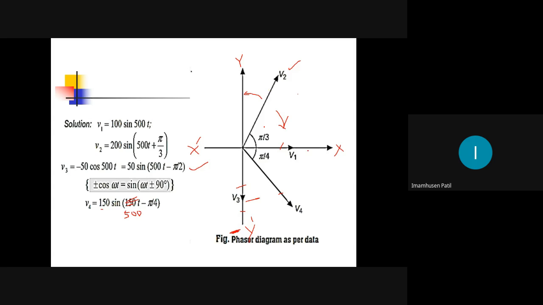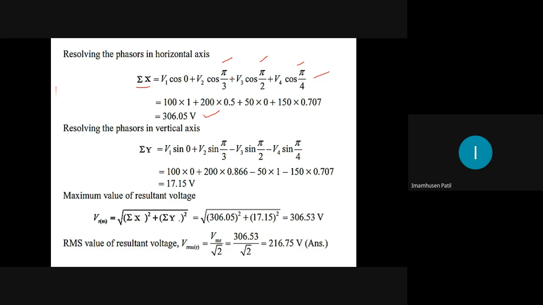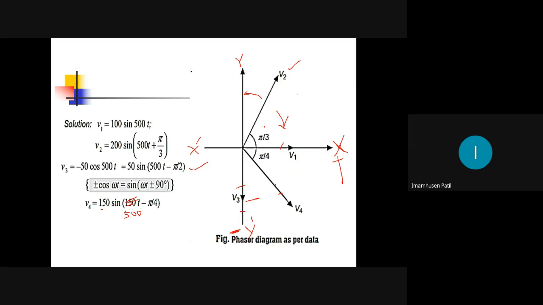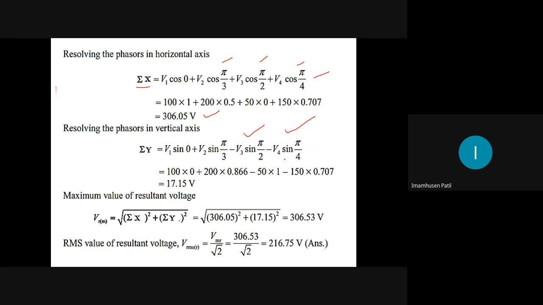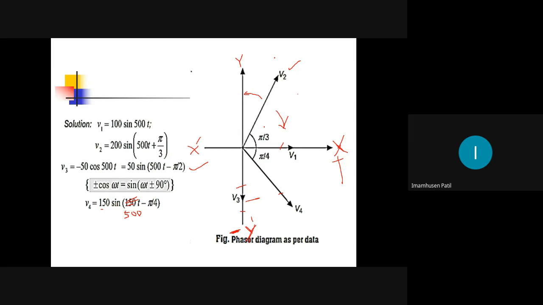Here, whatever you resolve into the x axis, all are coming on this side. X positive axis. This is the x positive axis. That's why we have taken positive here. All are positive here. Now you can see here V3 and V4 are minus. See, these V3 and V4 are resolved into the vertical component. They fall on the minus y-axis. So that's why it is minus. V2 is plus. See, V2 is this. So if you resolve here, it will fall on the plus y-axis. That's why it is plus.